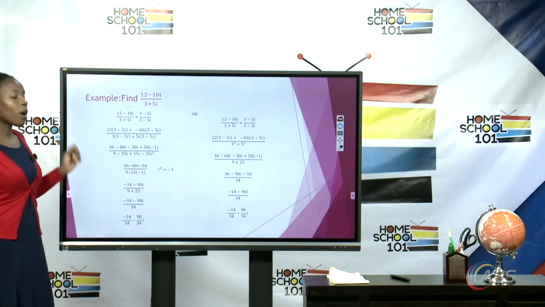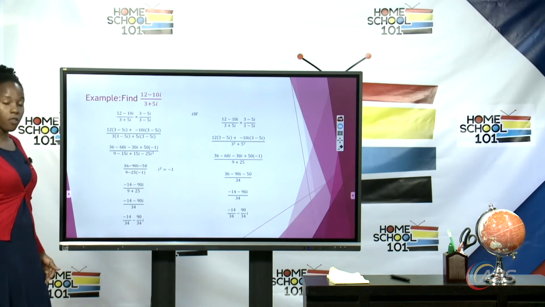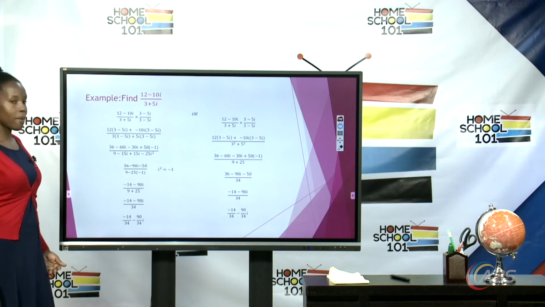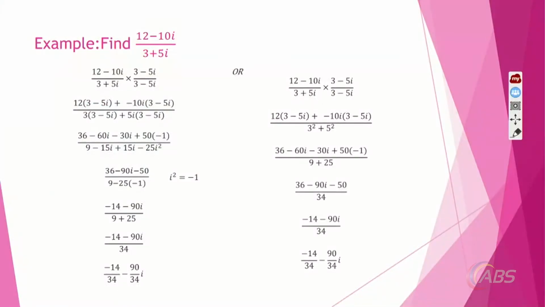So again, what I would do is to multiply both numerator and denominator by the conjugate, and we looked at multiplication, so therefore you should be able to do this. So again, what we would do is to multiply the second complex number, which is 3 minus 5i, or the conjugate, by all the terms or the elements in the first complex number. So it becomes 12 times 3 minus 5i plus negative 10i times 3 minus 5i.